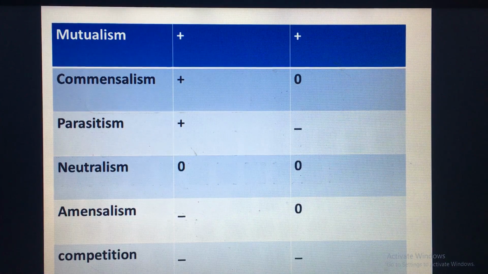Then you have neutralism, where both organisms live together but are neither benefited nor harmed. Then amensalism, that means one species is harmed and the other remains neutral. Then under competition, both are adversely affected. So those are the varying kinds of relationships.